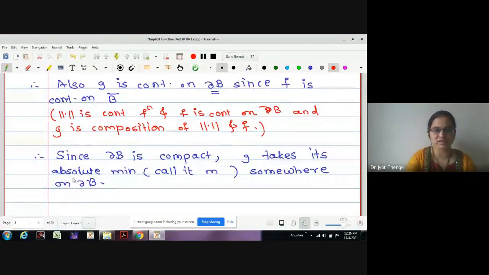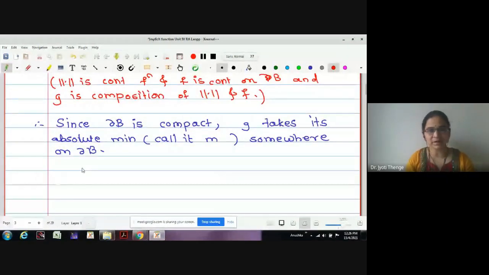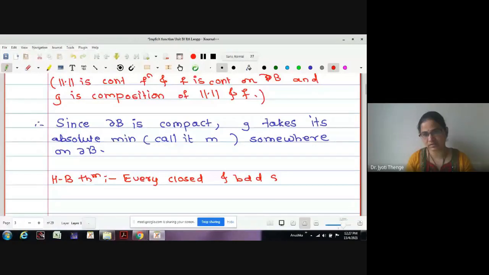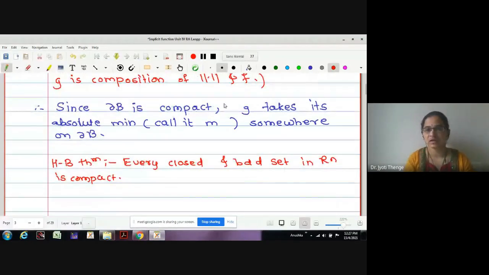What is the compactness? Whatever I am writing in red pen is not necessary to include in the proof. The Heine-Borel theorem, I think if you remember, says every closed and bounded set in R^n is compact. And a continuous function defined on a compact space is bounded again. Many facts of real analysis we were using actually.